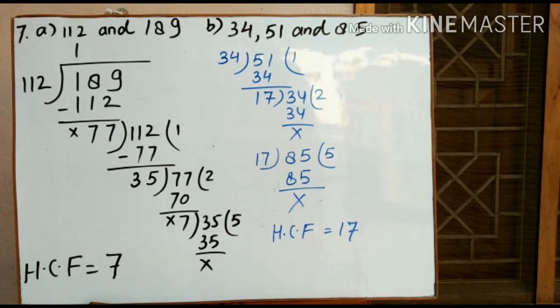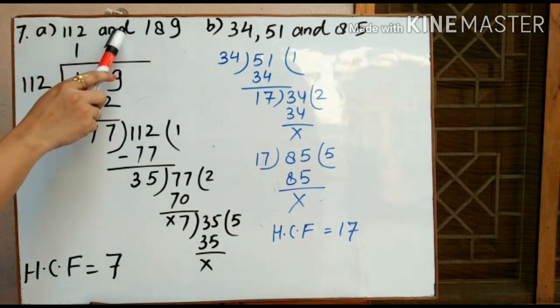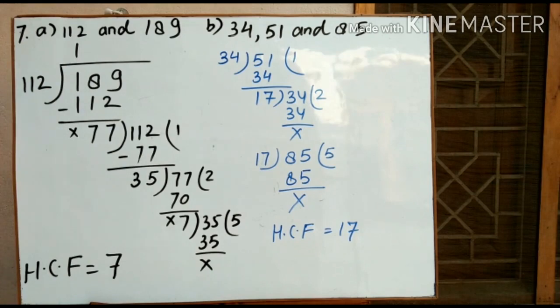Question number 7. Find the HCF of the following numbers by division method. In this question, we will find the HCF by applying the division method. A. 112 and 189. We will do simple division. Out of the given numbers, we will take the smallest number as divisor and the greatest number as dividend. In this, 112 is smallest and 189 is greatest. That's why it is the divisor and this one is the dividend.